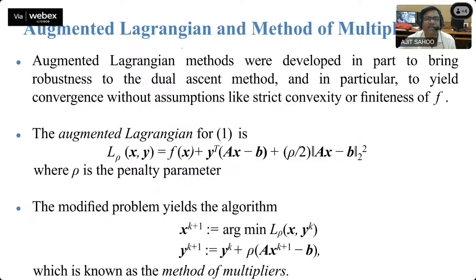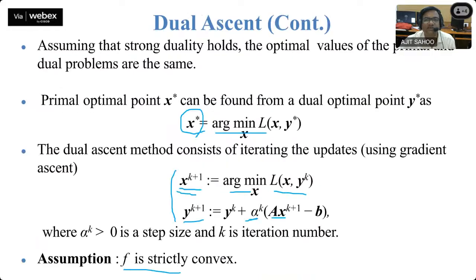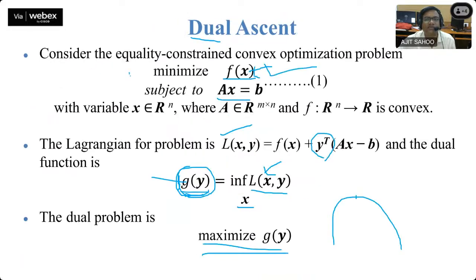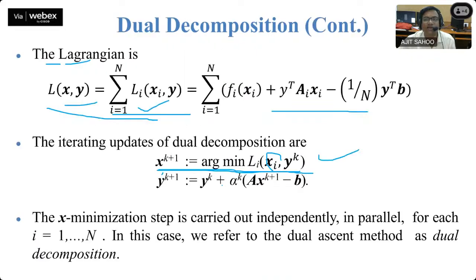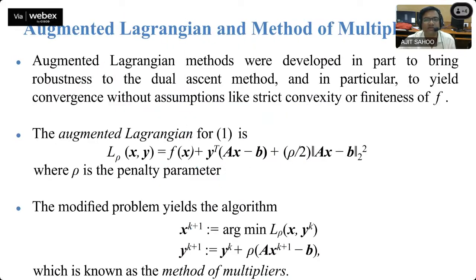Then come to the augmented Lagrangian method and method of multipliers. So what happens in this case? It needs the function to be strictly convex. Otherwise, you will not get the solution properly. So here, what will happen? The same thing will be there, but we'll add a strictly convex term here.